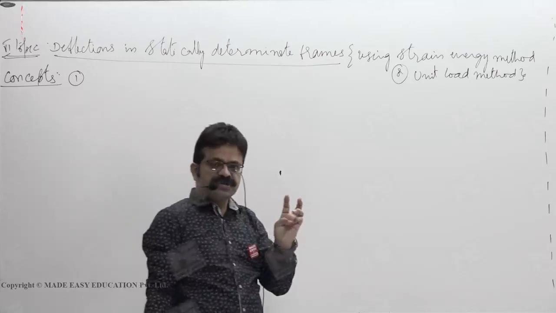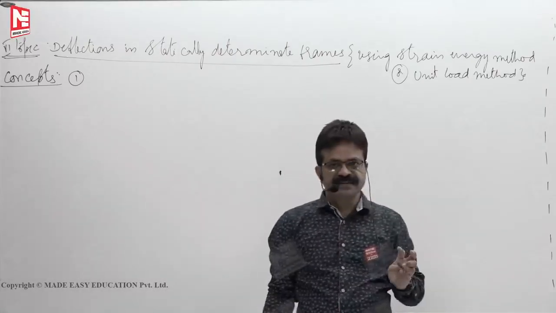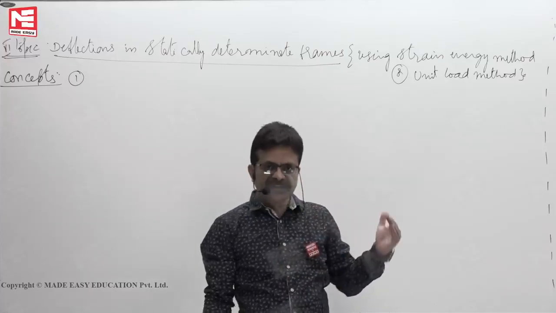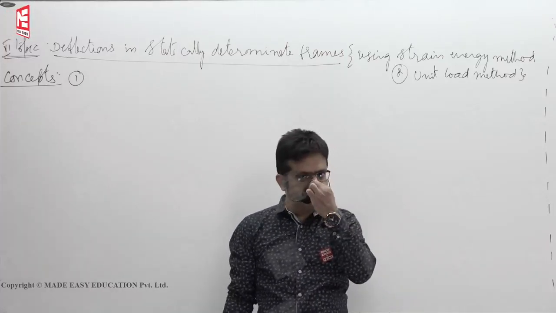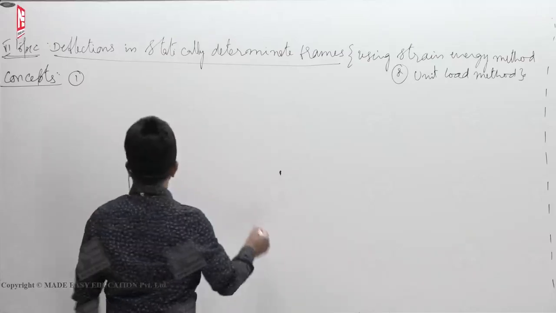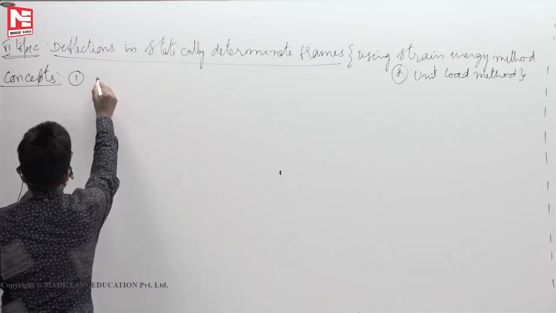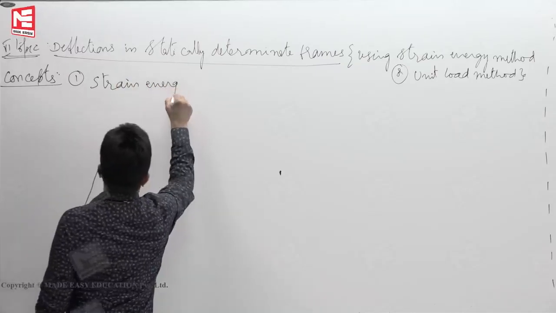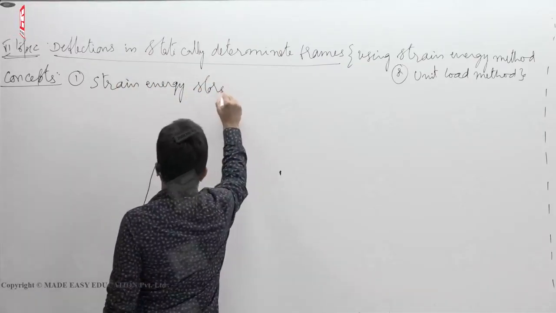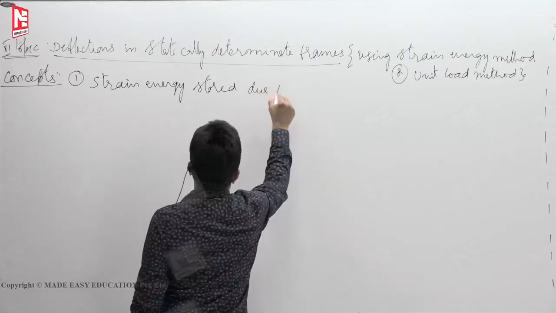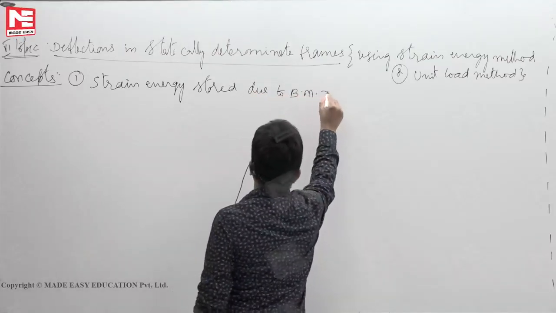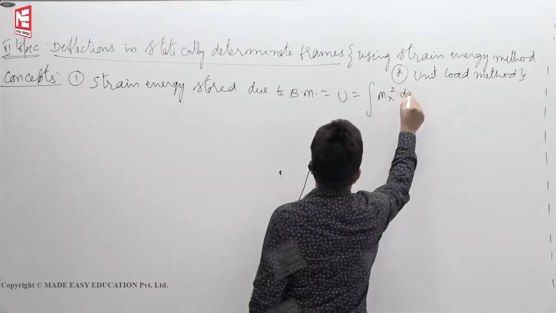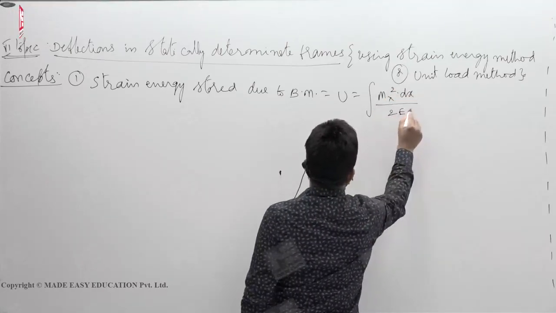So energy stored due to axial loading we have studied, energy stored due to bending moment also sir might have told you, integral of M square dx by 2EI. Let us see that expression, I will write. Strain energy stored due to bending moment U is equal to integral of Mx square dx by 2EI.